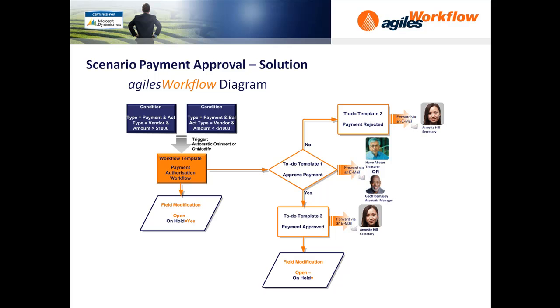And Agilus workflow will look at whether it's a currency payment or not, and it will automatically work out who is the right person to forward this to. If the payment is rejected, then Annette will be notified of this rejection. And if the payment is accepted and approved, Annette will be notified of the approval, and the field modification Agilus workflow will automatically move the on hold field to blank and take it off hold.